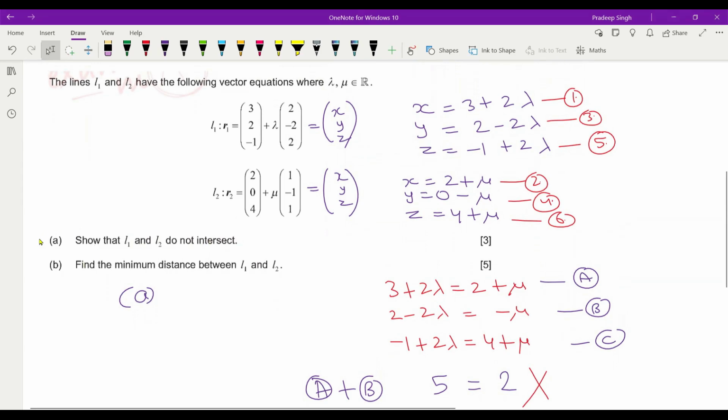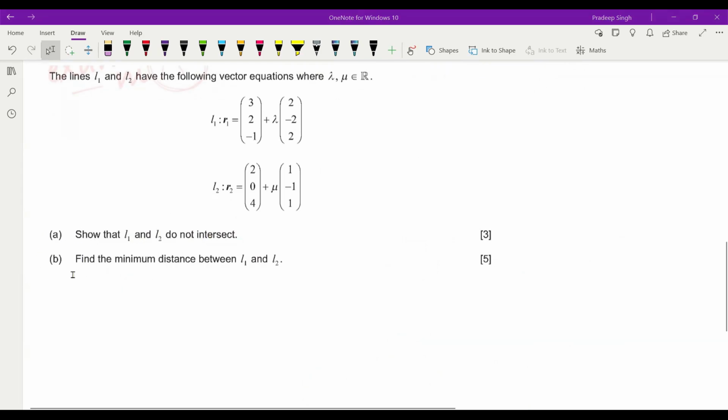And that's how we solve part A. Let's solve part B of the question, which is to find the minimum distance between the two lines.